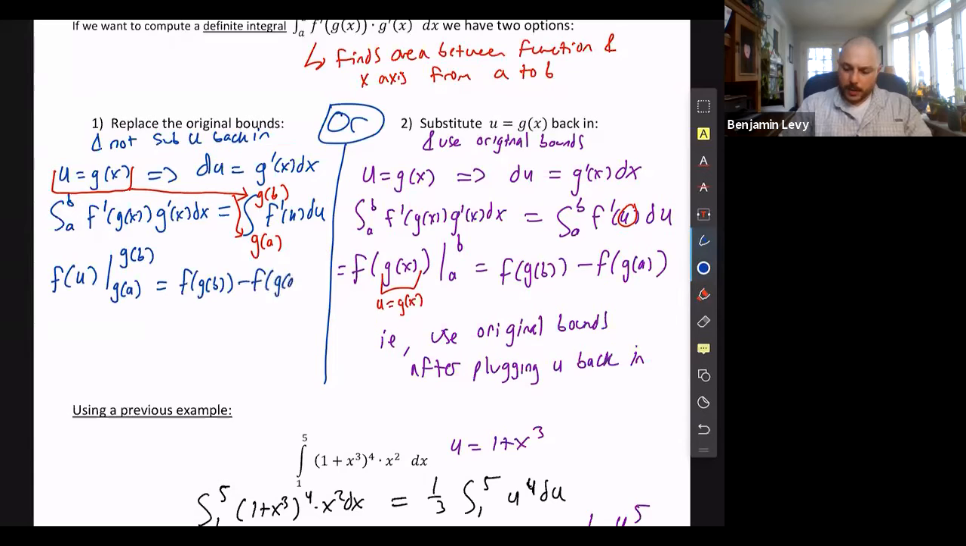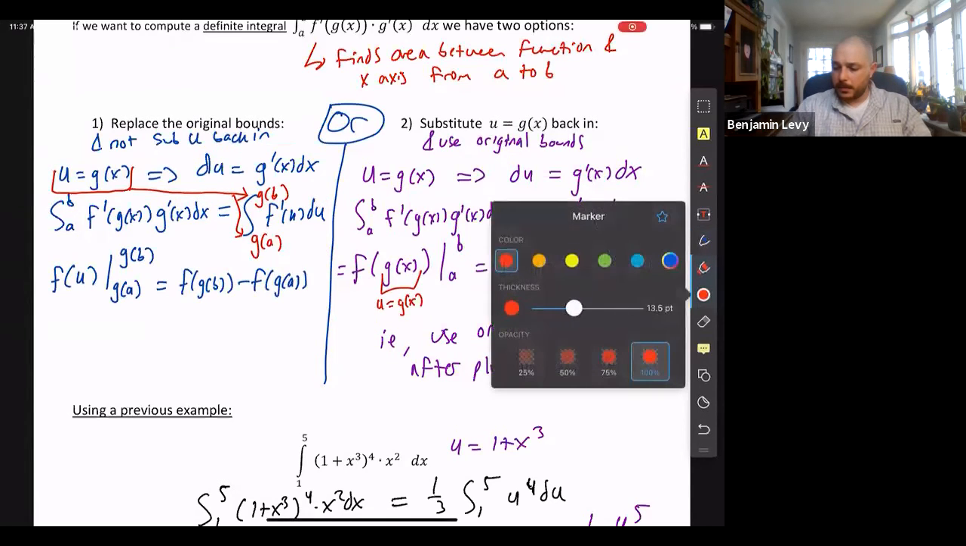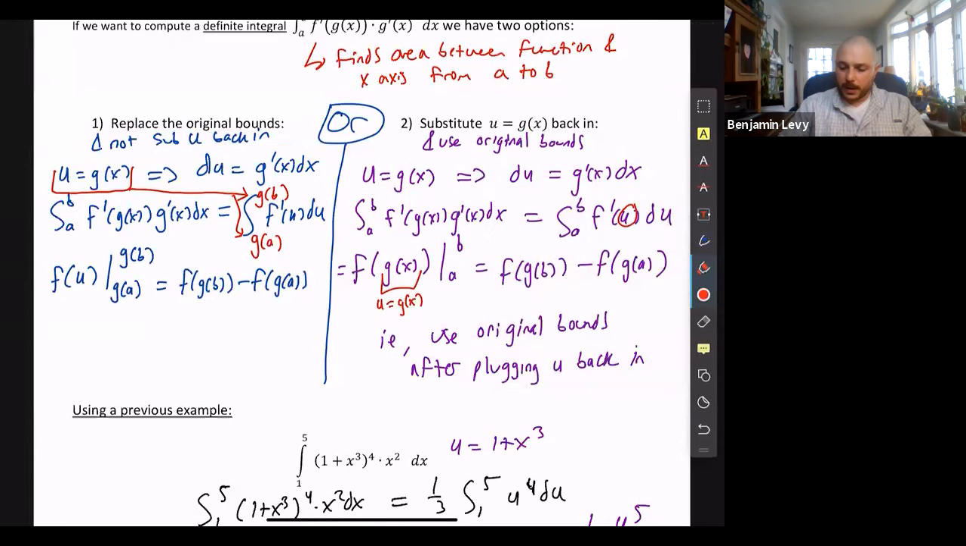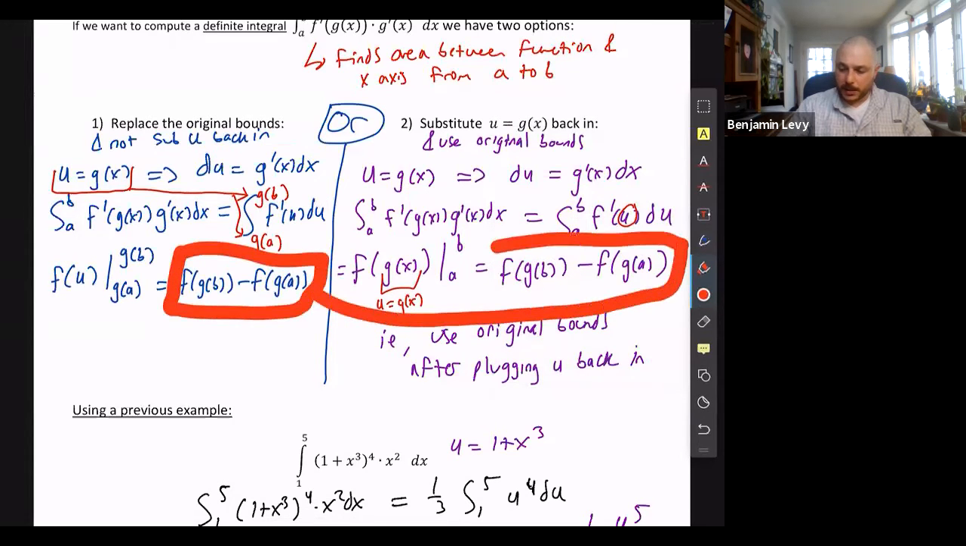But notice how the thing I'm writing down right now is the same as the thing that we had last time. This thing right here ends up being the same as this expression. That's what I'm trying to point out here, and that's what we'll see in the answer. In both cases, you're going to plug b and a into g. The question is, do you do it beforehand and then use the easy function? Or do you do it inside the function itself after you've plugged u back in?